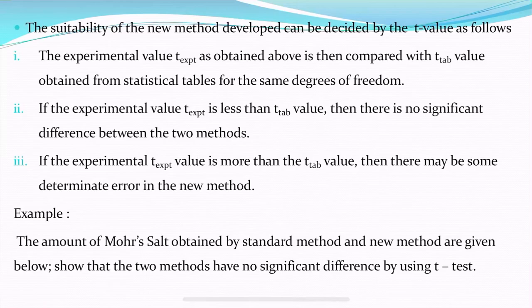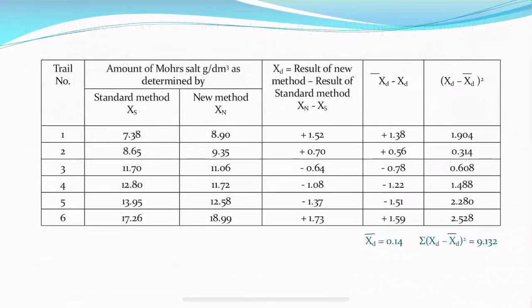So, if we take one example, then we will understand clearly what the t test is. Here the example which I am taking is: the amount of more salt obtained by standard method and new method are given below. Show that the two methods have no significant difference by using t test. So, this is very important, a very important problem from the exam point of view.